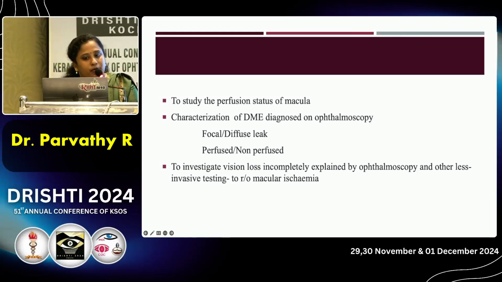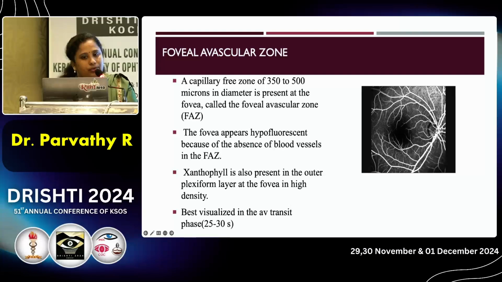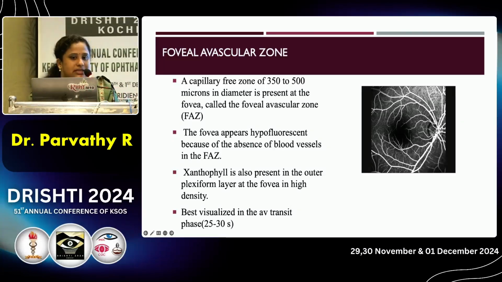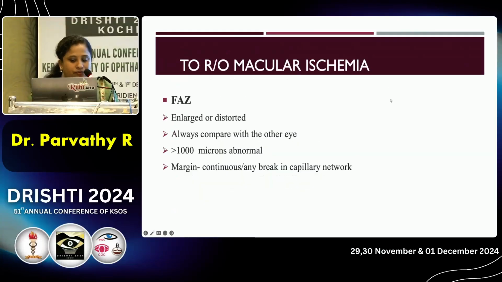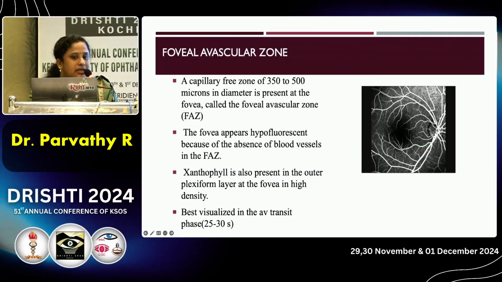So, speaking about macular ischemia, we should know about the normal foveal avascular zone. That is a hypofluorescent area seen in the fovea, and it is a capillary-free zone of 350 to 500 microns in diameter present at the fovea, and this hypofluorescence is due to absence of blood vessels and the presence of xanthophyll pigments, and this is visualized in the late venous phase, around 25 to 30 seconds of the fluorescein angiogram.